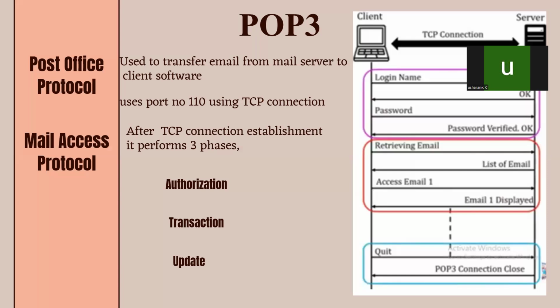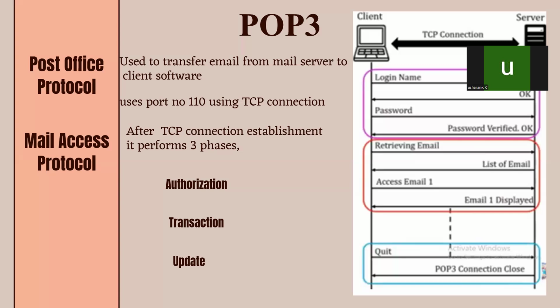Next, we will discuss the POP3 protocol, that is, Post Office Protocol. It is also an application layer internet standard protocol, used by local email clients to retrieve email from a remote server over a TCP/IP connection. It uses port number 110 over a TCP connection. After the TCP connection establishment, it performs three phases. The first phase is authorization, the second is transaction, and the third is update.